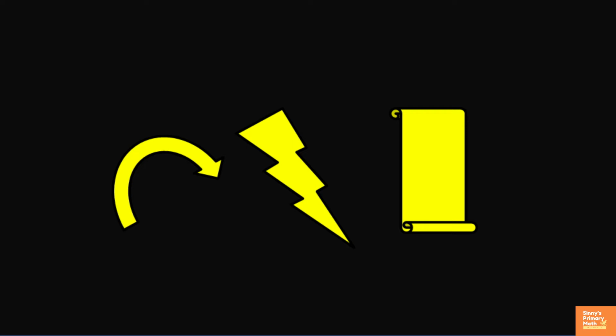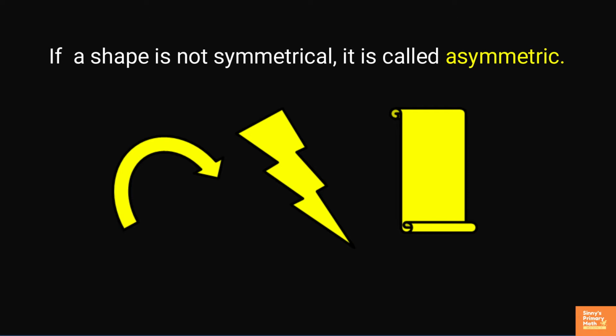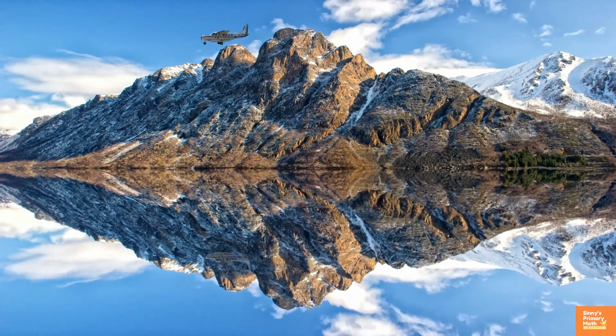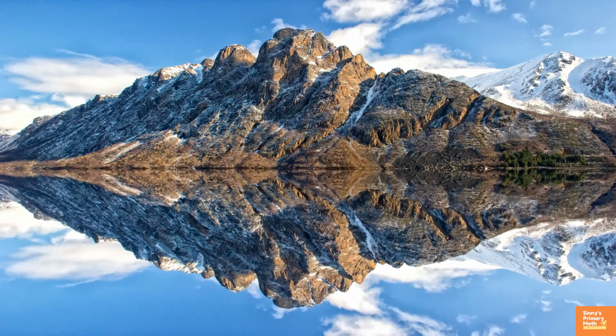Not all shapes have symmetry. If a shape is not symmetrical, it is called asymmetric. They do not resemble each other when divided into two parts. Many letters are symmetric. The reflection in this lake also has symmetry.